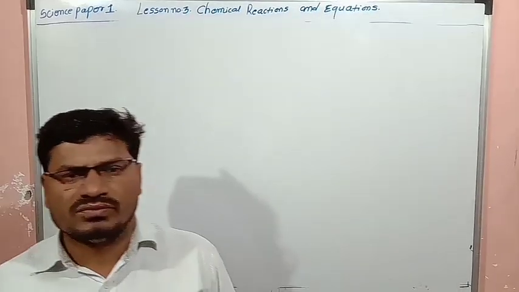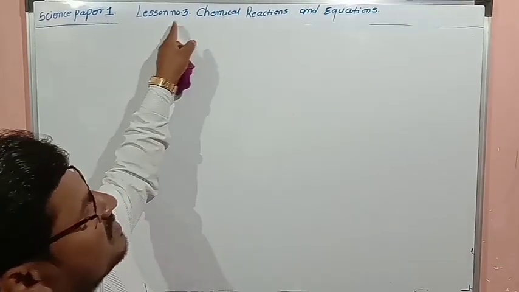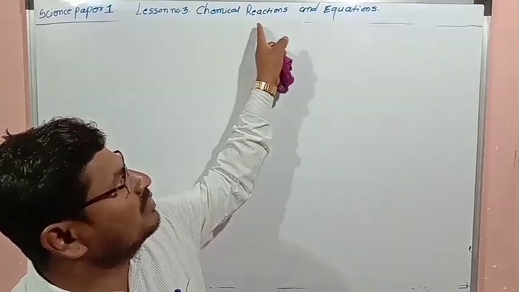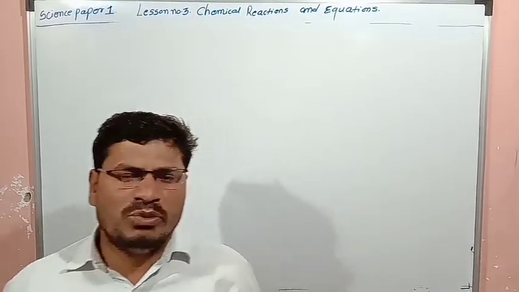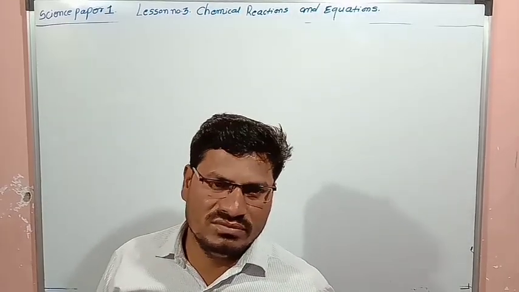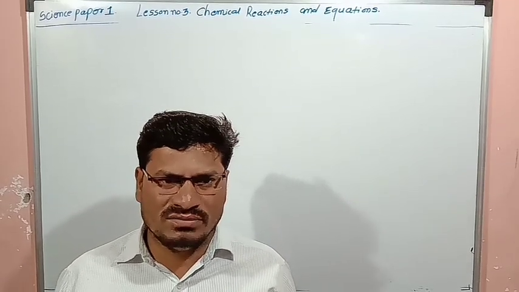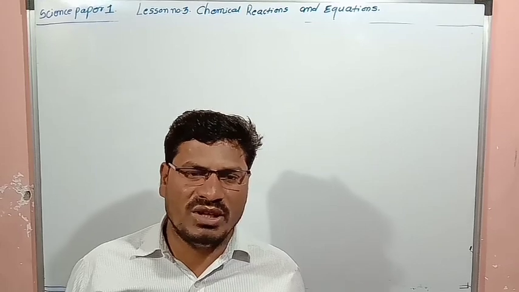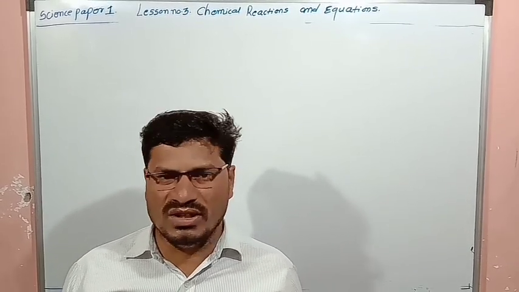Hi students. So we are learning paper number first, lesson number third, and the name of the topic is chemical reactions and equations. So before this, some points we have studied. Very first we have studied chemical reaction, physical change, chemical change. What is meant by chemical reaction? These points we have studied.